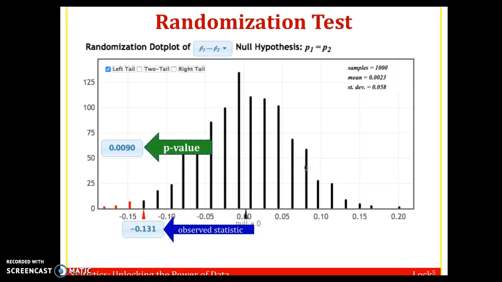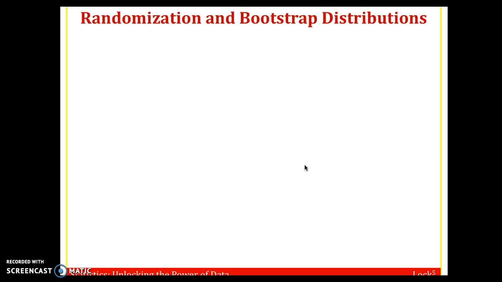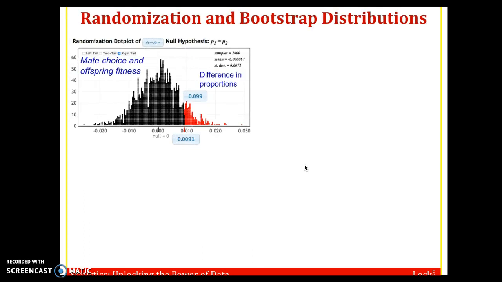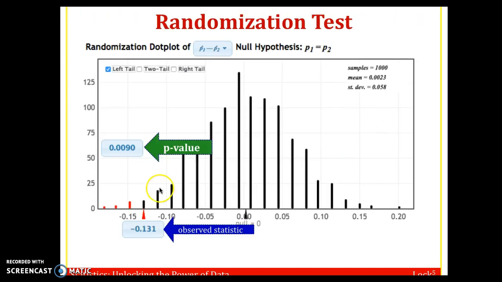Observed statistic, and then there's the p-value. But if we go back, I've been mentioning this all semester, what type of shape does this distribution make? We've been calling this symmetric and bell-shaped. We have a symmetric and bell-shaped curve.